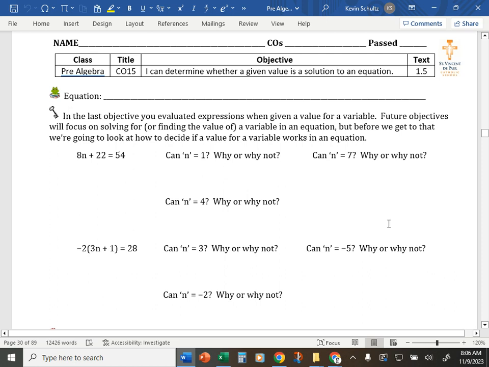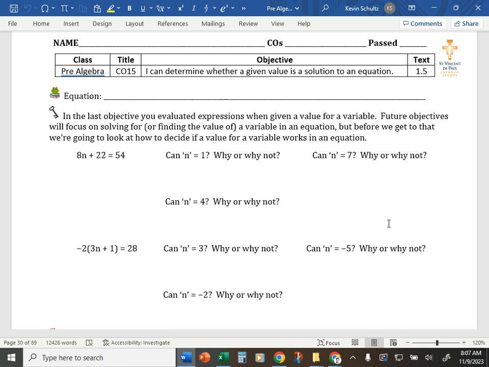Today, pre-algebra, we are moving on with CO15. Nope, we're on CO15. We're moving ahead. No, we're not. Right, that's correct. We're moving ahead. I wrote the book. I can decide what we do and when.